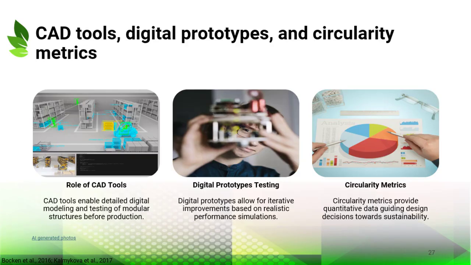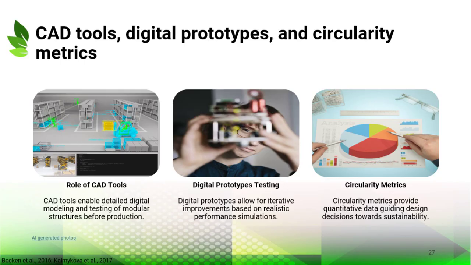Computer-aided design, CAD, tools and digital prototypes are vital for developing modular products that support circularity. CAD tools enable detailed digital modeling and testing of modular structures before production, allowing designers to identify and address potential issues early. Digital prototypes allow for iterative improvements based on realistic performance simulations, refining designs for strength, assembly, and lifecycle performance.